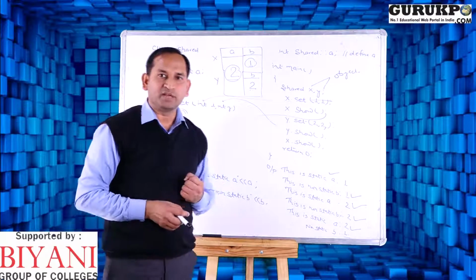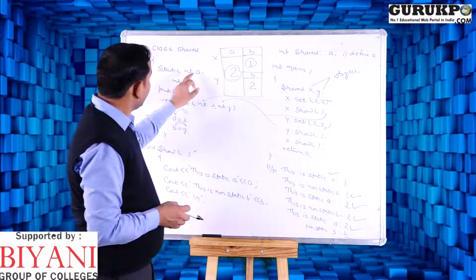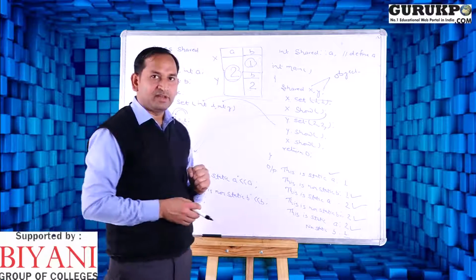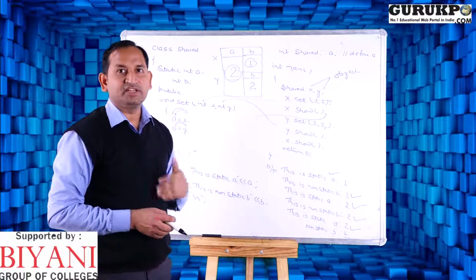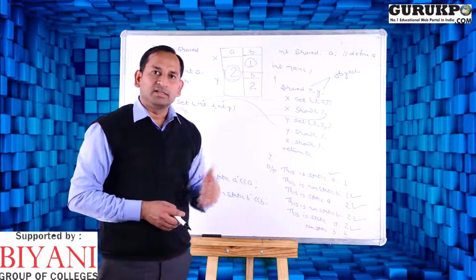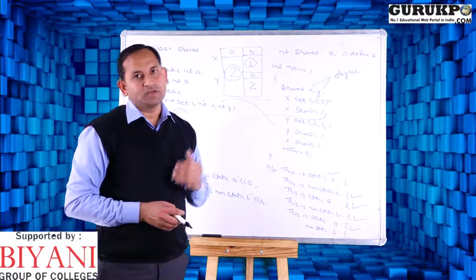So we can easily observe that A is a static member variable and any number of objects can easily access the static member variable. If we change the value by one object, this value will already be changed for another object.